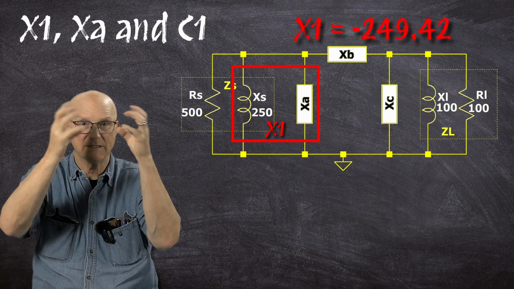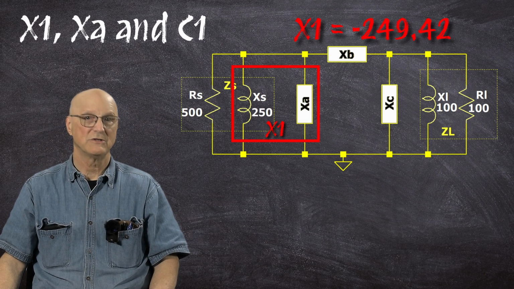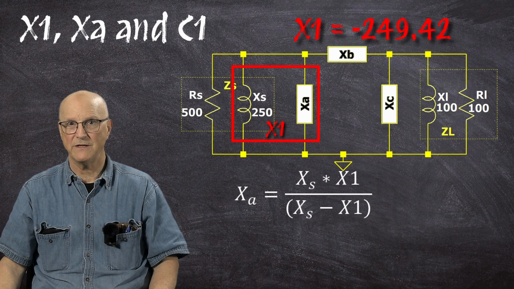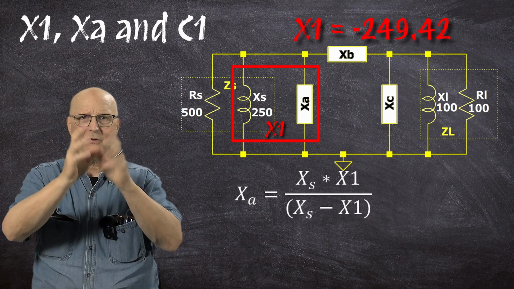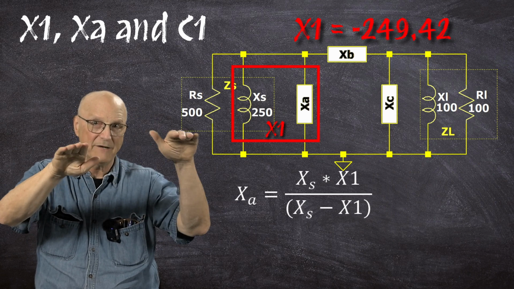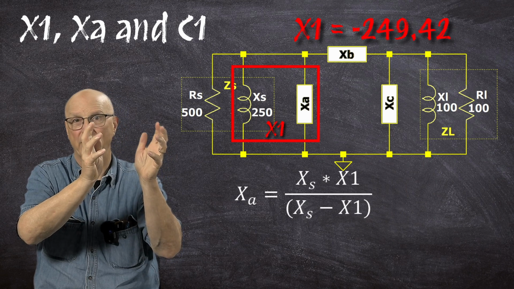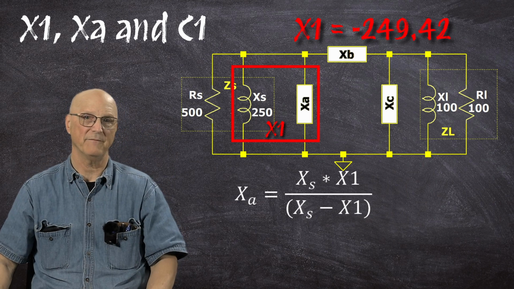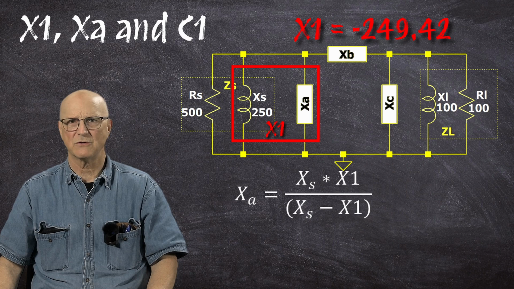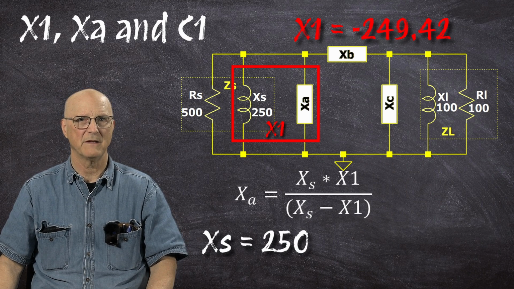But this is the parallel combination of XA, our input component, and the source's parallel equivalent reactance. We have to disentangle these to arrive at a value for XA. To do this, we use this equation: the source's parallel equivalent reactance times X1 divided by the quantity the source's parallel equivalent reactance minus X1.